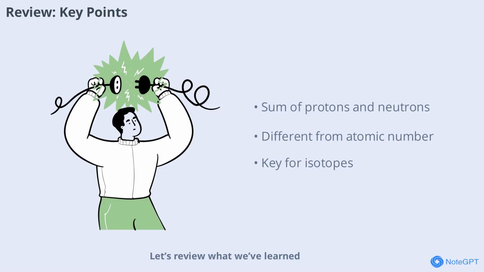Let's review what we've learned. Mass number is the sum of protons and neutrons in an atom's nucleus. It's different from atomic number, which only counts protons. Mass number helps identify isotopes, predict stability, and guide scientific and industrial applications.